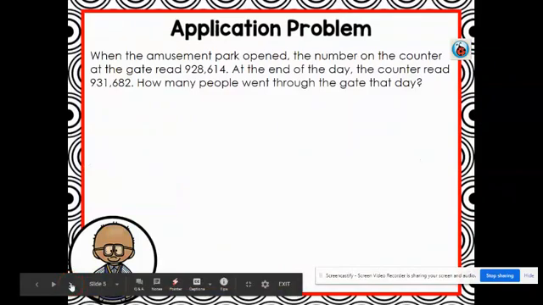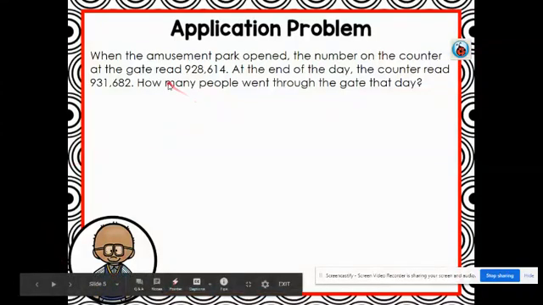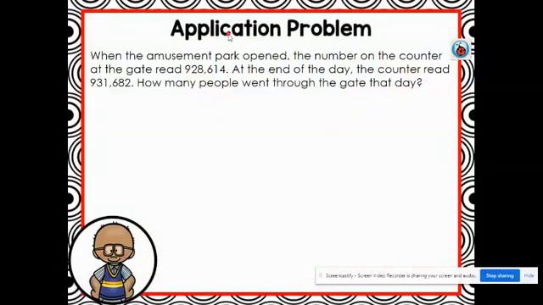And now we're going to work on an application problem. When the amusement park opened, the number on the counter at the gate read 928,614. I'm writing that on my paper right now. If you have your notebook with you and beside you, go ahead and write that on your paper, 928,614. At the end of the day, the counter read 931,000. Ooh, that number's bigger. So that number really needs to be written on top of the other number, 931,682. How many people went through the gate in that day?